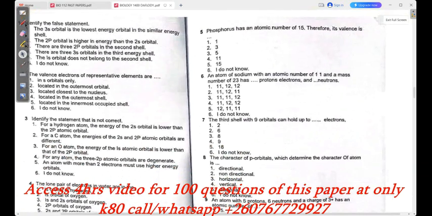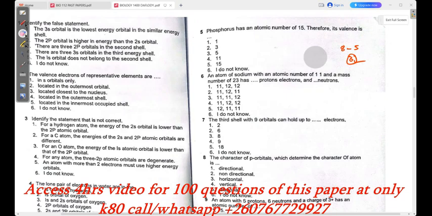Question 5. Phosphorus has an atomic number of 15. Therefore, its valence is... The valence of an atom. A valence electron number is different from just a valence. What we do is, for an atom which has more than 4 electrons in its outer shell, to find the valence of that atom, you subtract from 8. So we say 8 minus 5, then you get 3. It means that the valence of that particular atom is 3.